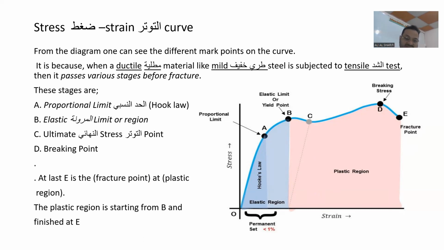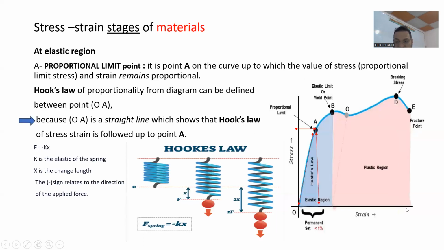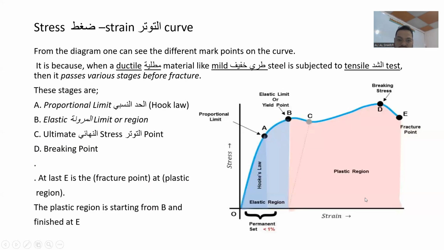At last, E is the fracture point, like I said before. The plastic region starts from B, as we are looking here, from B to E. All of these are elastic points, sorry.